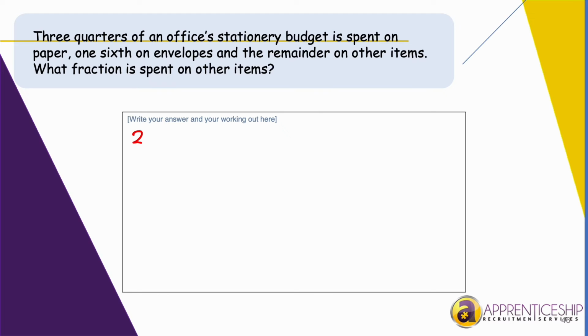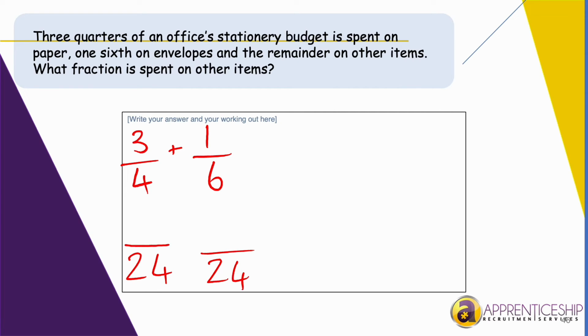Right, 3/4 of an office stationery budget is spent on paper, a sixth on envelopes, the remainder on other items. What fraction is spent on other items? So we can't just change these, so what I would do is multiply them together. So 24 is going to be our bottom number. The first fraction was multiplied by 6, so the top number is multiplied by 6, so 3 times 6 is 18. The second fraction was multiplied by 4, so the top number is multiplied by 4, which is 22 over 24.